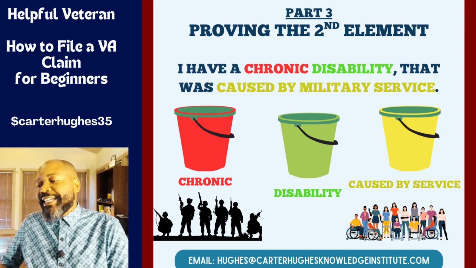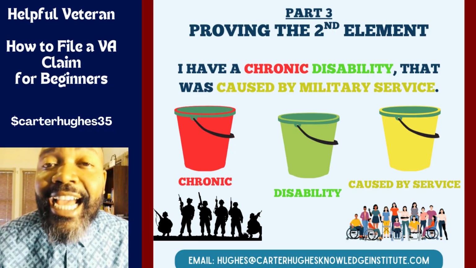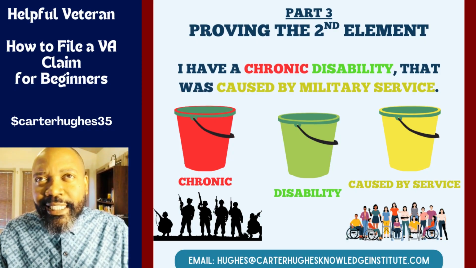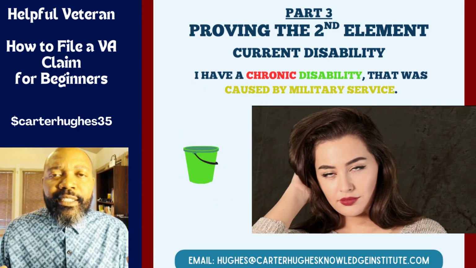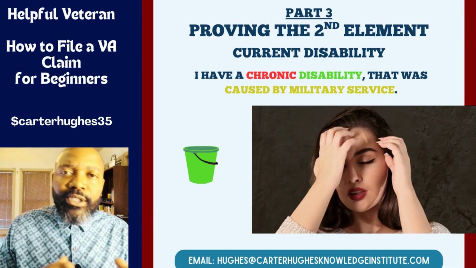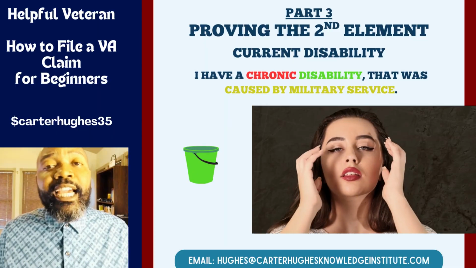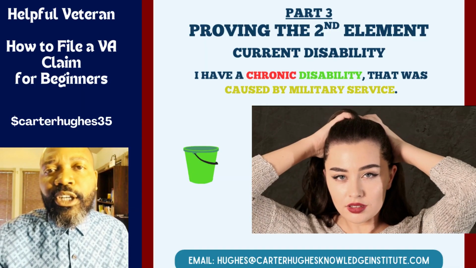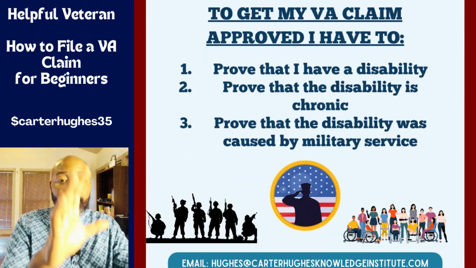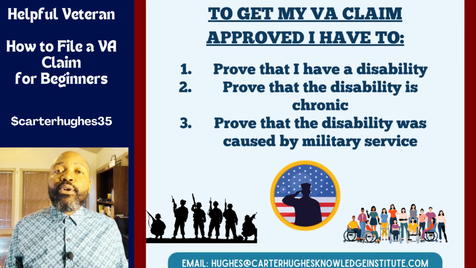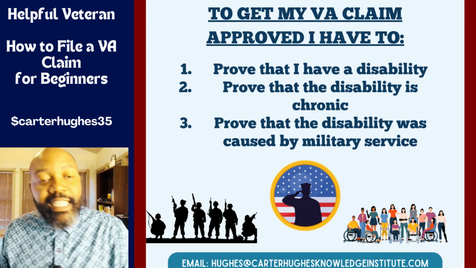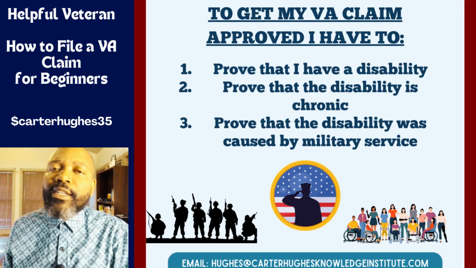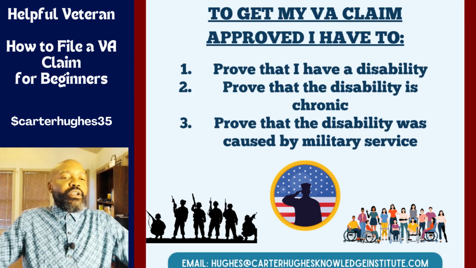The bucket we're going to organize our evidence for today is the I have a disability bucket. It's the foundational statement of all VA claims: I have a chronic disability that was caused by military service. Every claim you file, that's what you're saying. So you have to prove you have a disability, you have to prove the disability is chronic, and you have to prove the disability was caused by military service. 3 buckets.